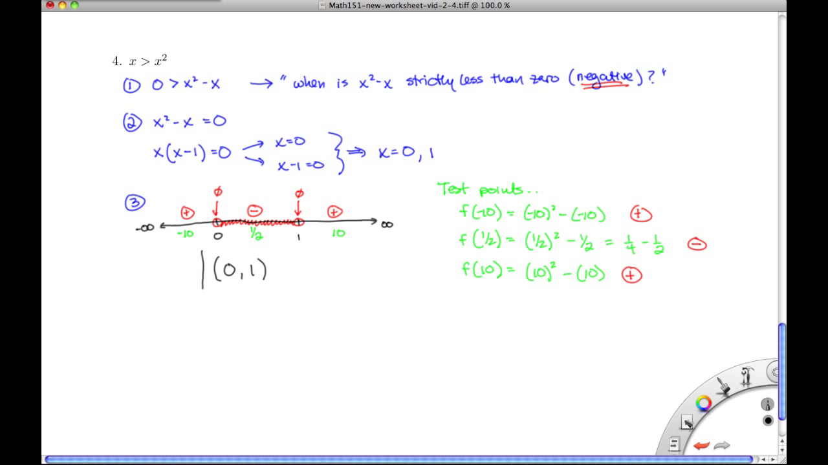So again, what we've concluded is that we could pick any number between 0 and 1, not including 0 and 1. We could put it back into this original inequality, and we would have a true statement, and that would hold true for that inequality.